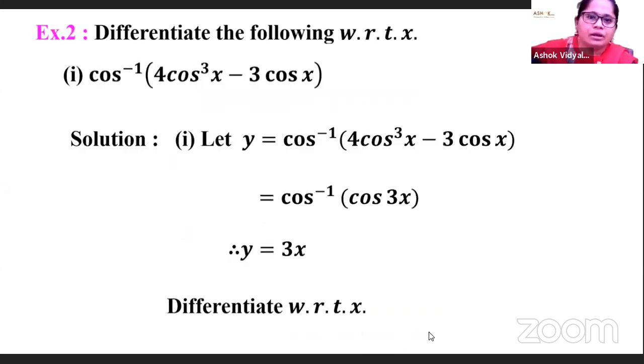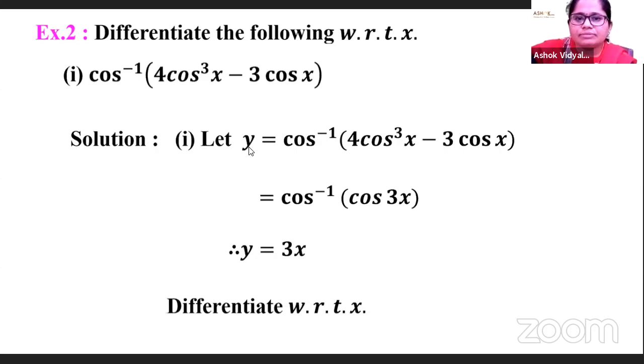Now the next question is: differentiate the following function with respect to x, and the function is cos inverse of bracket 4 cos cube x minus 3 cos x. Now, see the solution of this function.